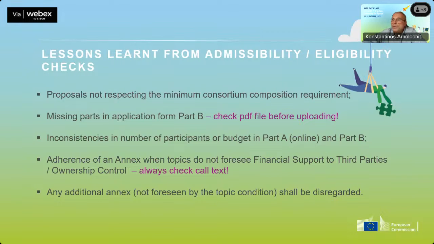Very important also, missing parts in the application for Part B. Always check the PDF before uploading, in case you upload a version that was not the right one that you needed. Also check the consistency of the number of participants in Part A and Part B, and double check before you submit. Watch for the occurrence of annexes when topics do not foresee financial support to third parties. Always check the call text to verify whether this is required from your side or not.